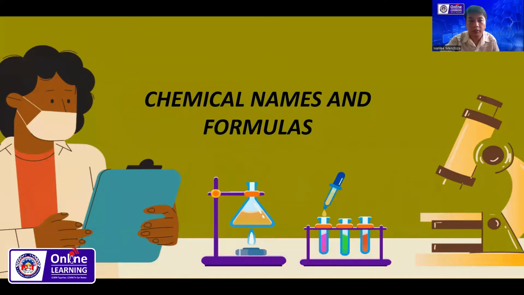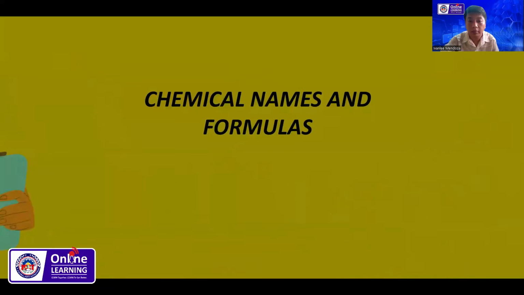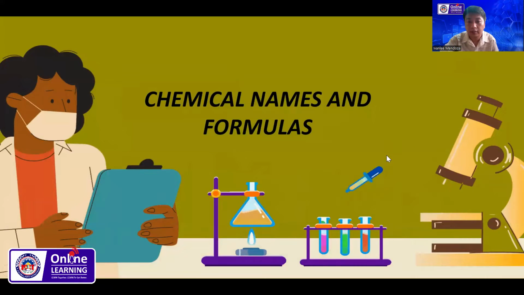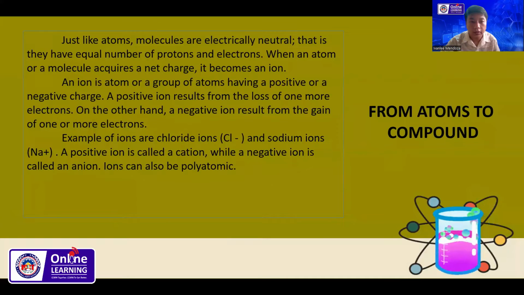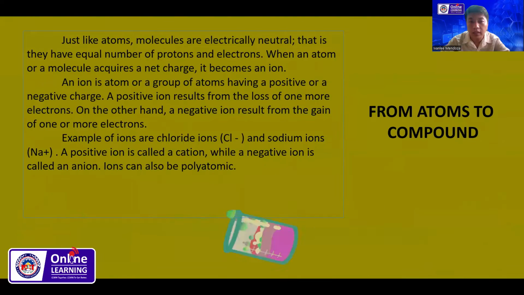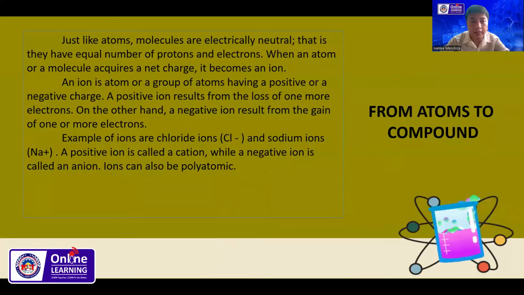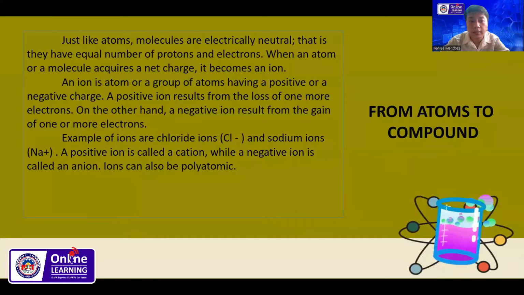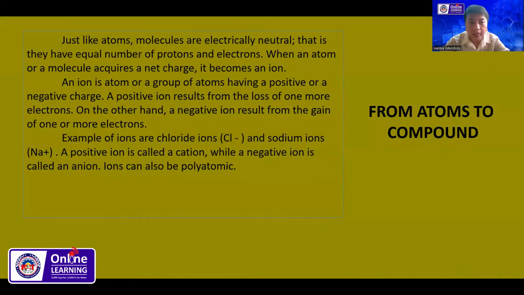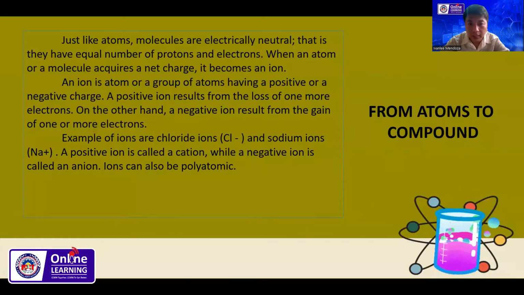For this day, let us proceed to the next chapter that is about chemical names and formulas. So for that, we have from atoms to compound. Just like atoms, molecules are electrically neutral, that is they have equal number of protons and electrons. When an atom or a molecule acquires a net charge, it becomes an ion. An ion is an atom or a group of atoms having a positive or negative charge.